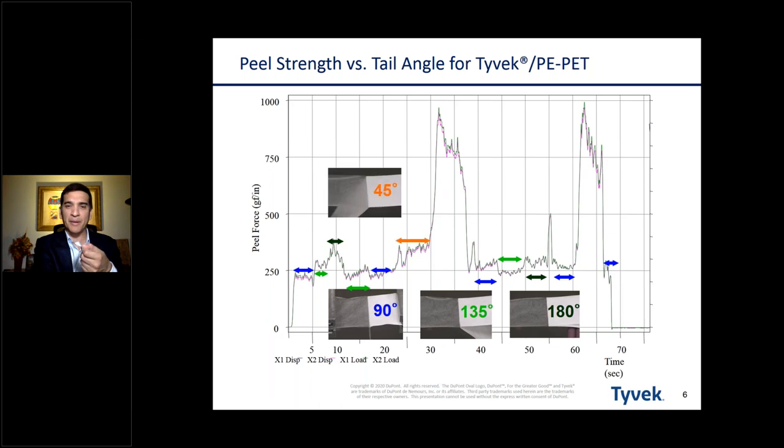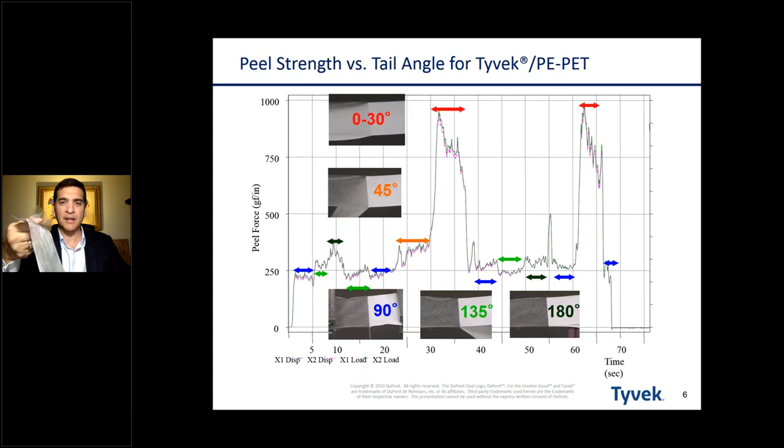But here's the fun part. When we look at the 45 degree, now I'm bending back towards the film side, so I'm coming back over this way towards the film. And then when we go to 0 to 30, when we're bending completely back on the film itself and peeling back this way, it's almost up to 1,000 compared to 250. It's a different measurement system here, but it's almost a fourfold increase if I peel it back towards the film as compared to peeling back towards the Tyvek.